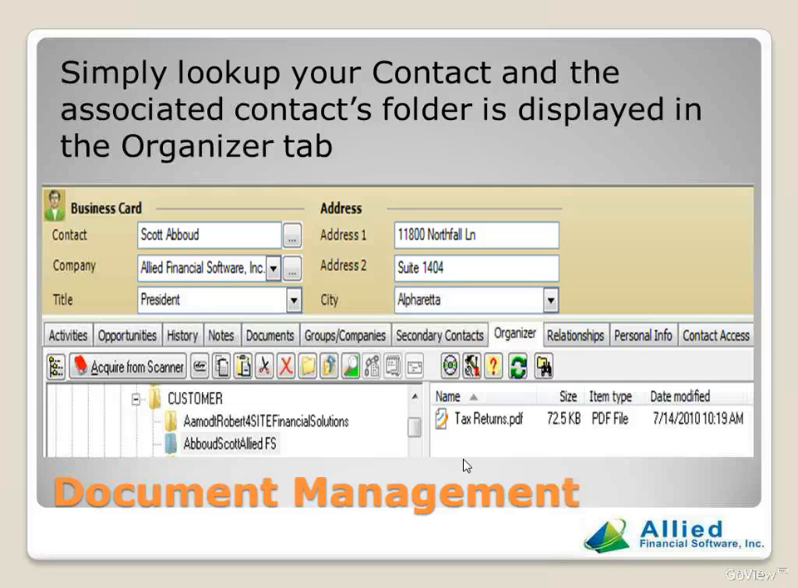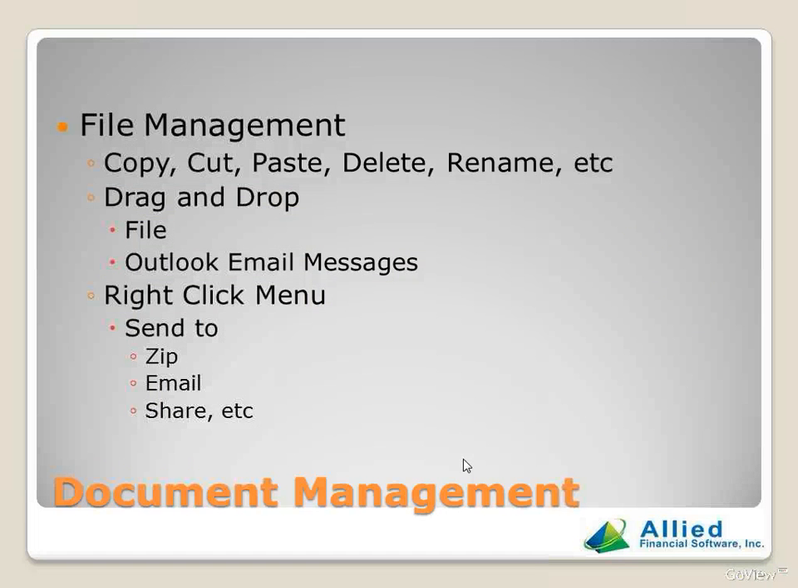Simply look up the contact and the associated folder in ACT is displayed in the Organizer tab. The Organizer tab gives the user full file management features, typically found in the Windows Explorer or My Computer. Some of these features include copying, cutting, pasting, deleting, renaming files, and much more. The ACT user can even drag and drop files and even Outlook email messages directly into the Organizer tab. In addition, the standard right mouse click menu options are available in the Organizer.